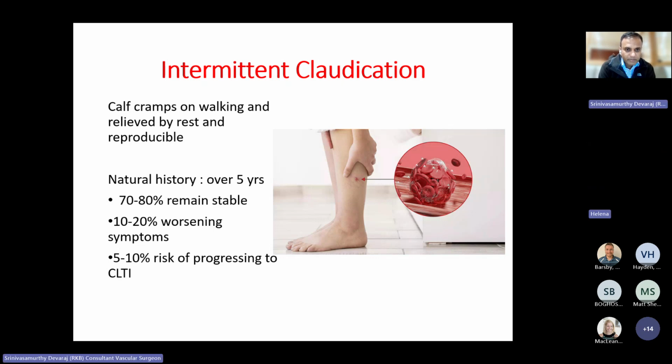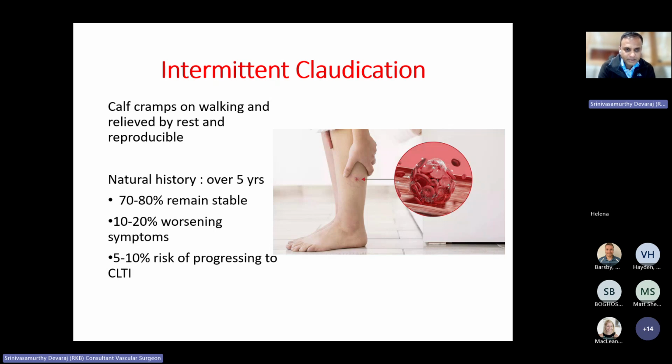There's 10 to 20% of them who can have worsening symptoms. So the claudication distance gets shorter and shorter, and it can affect the lifestyle significantly. And about 5 to 10% of these patients can progress to a more severe form of peripheral arterial disease, which is chronic limb threatening ischemia.